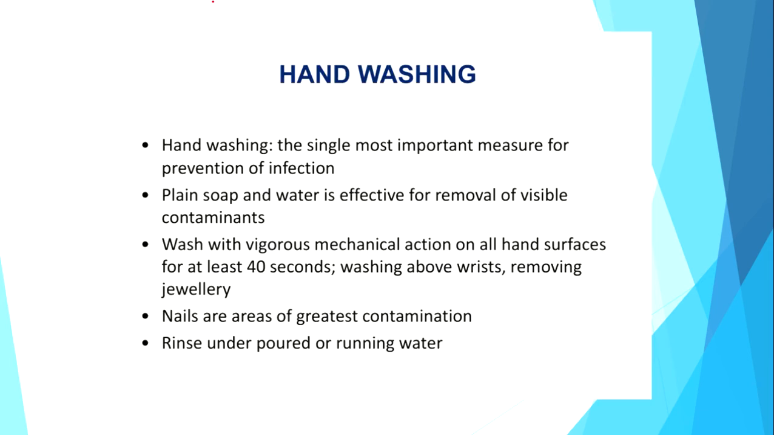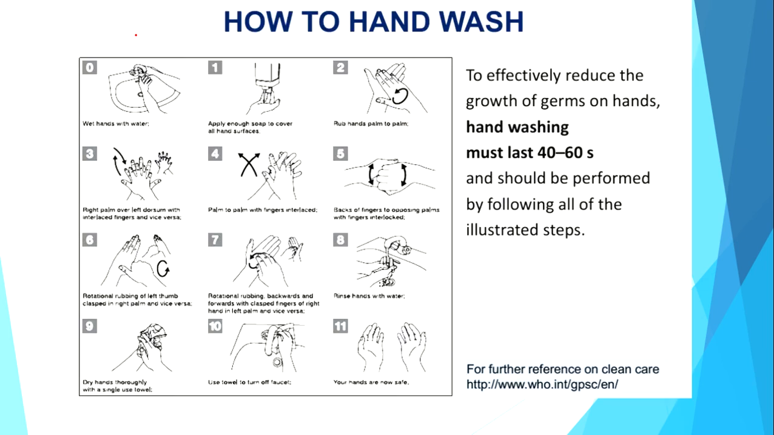Next step to antisepsis is hand washing. Hand washing is the single most important measure to prevent infection. Plain soap and water is effective for removal of visible contaminants. Wash with vigorous mechanical action on all hand surfaces for at least 30 seconds, washing above wrists, removing jewelry. Nails are areas of the greatest contamination. Rinse under running water.